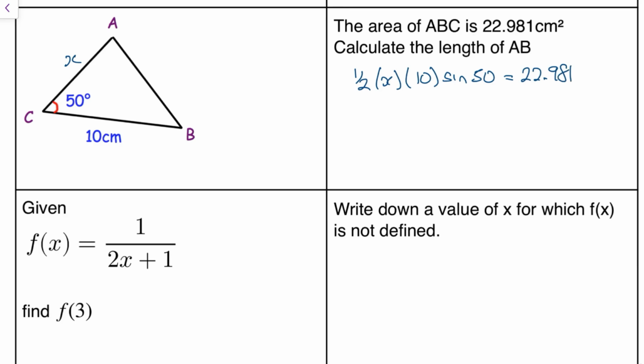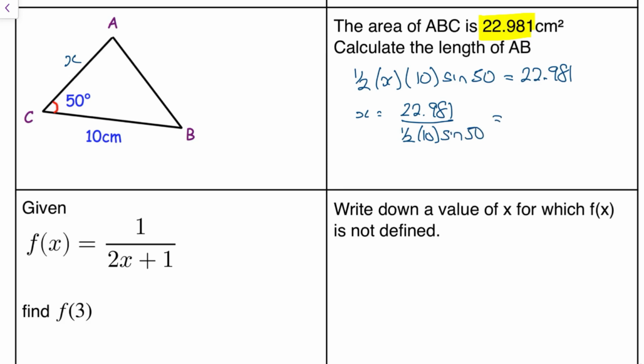22.981. Now, this is not always the case, but I would suggest to you that because that is some strangely specific number, it's probably going to be the case that x is a nice round number. So let's try and work it out. So let's rearrange. So that means x is equal to 22.981 divided by a half times 10, which is obviously 5, sine of 50.